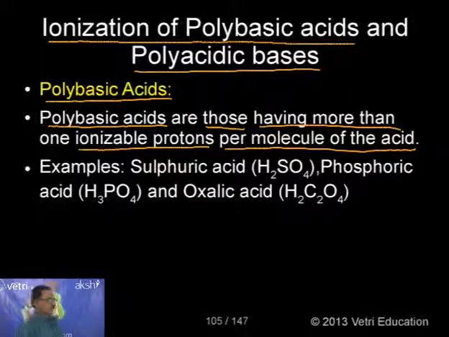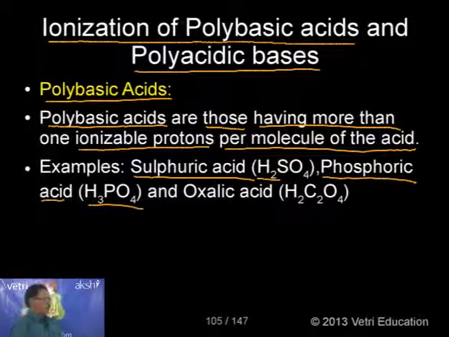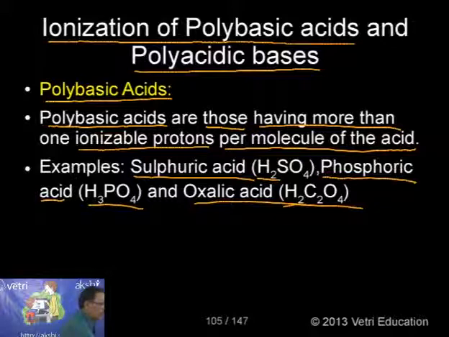So, a specific example, sulfuric acid, H2SO4, contains two ionizable protons. Phosphoric acid, another acid, contains three ionizable protons. And these two are mineral acids. Coming to oxalic acid, this is an organic acid containing again two ionizable protons. So these are the examples of polybasic acids containing more than one ionizable proton.